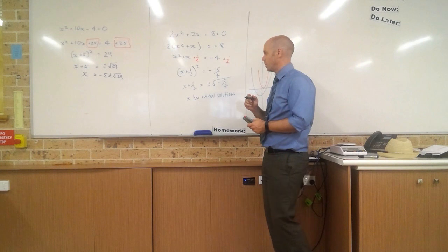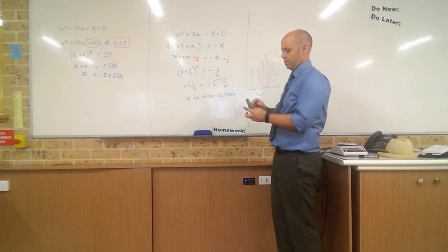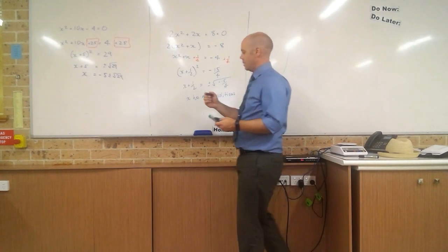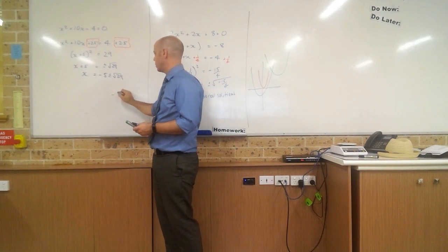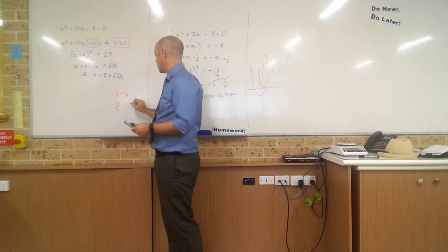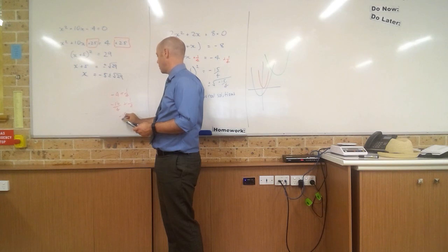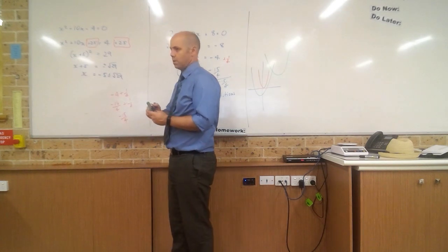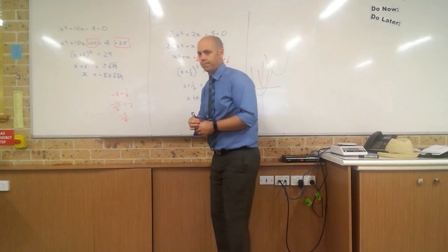Okay? Let's take a step back there, Jacob. Yeah. So I've said -4 plus a quarter. -4 is the same as -16 over 4, plus 1 over 4. Minus 16 plus 1 is -15. Okay, sure. Yeah.